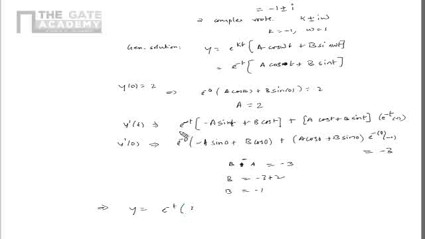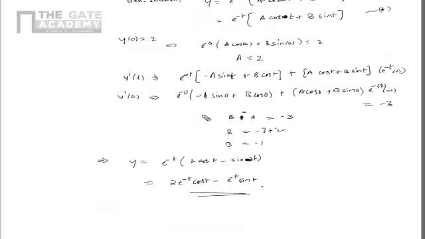Now the equation will be e^(-t)(a cos t + b sin t), substituting all the constants into the general solution. Omega is not there. So this is 2e^(-t) cos t minus e^(-t) sin t. So this is the solution for the given initial value problem.